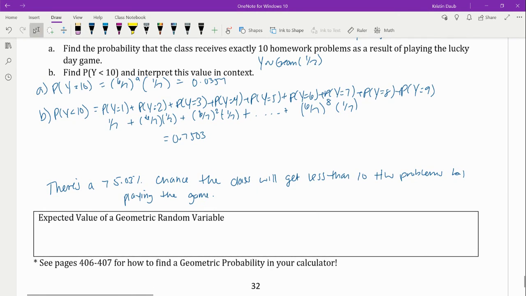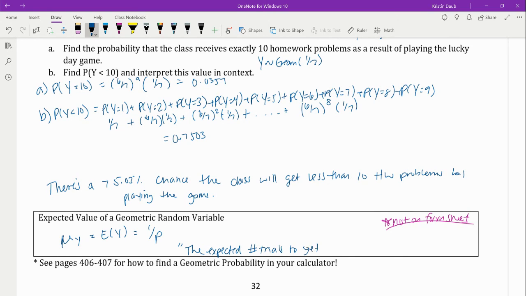Let's write down the formula for the expected value. And I do want to make a note here that this formula is not on your formula sheet, so this is something that you are going to want to remember. We'll use mu of y since y is our random variable. It's the same as the expected value of y, and that's equal to 1/p. So in words, you could say this is the expected number of trials to get 1 success.